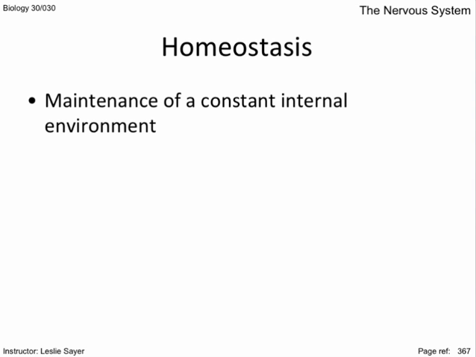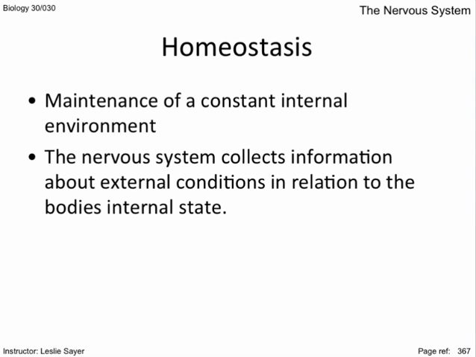Slight fluctuations above or below what is normal are common. Our systems are in a state of dynamic equilibrium, continuously adjusting to manage the exterior environment. So homeostasis then involves the maintenance of a constant internal environment. The nervous system collects information about external conditions in relation to the body's internal state.